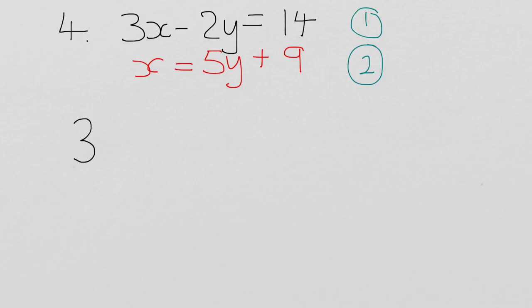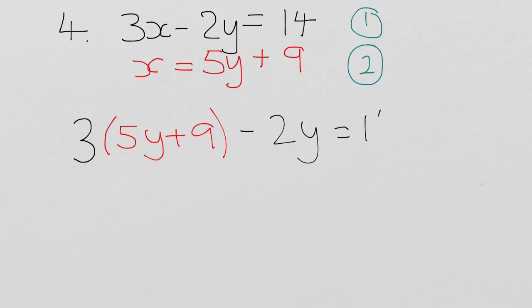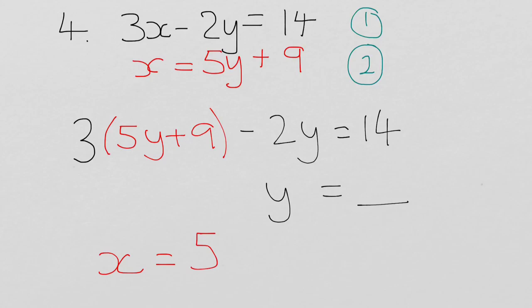So I'm going to write 3, instead of x it's 5y plus 9, then minus 2y equals 14. You can then multiply out the brackets, solve the equation for y. You will then have a value for y, whatever that may be, and you can then substitute that into this equation here. So you will end up with x equals 5 times whatever your value for y is, plus 9.